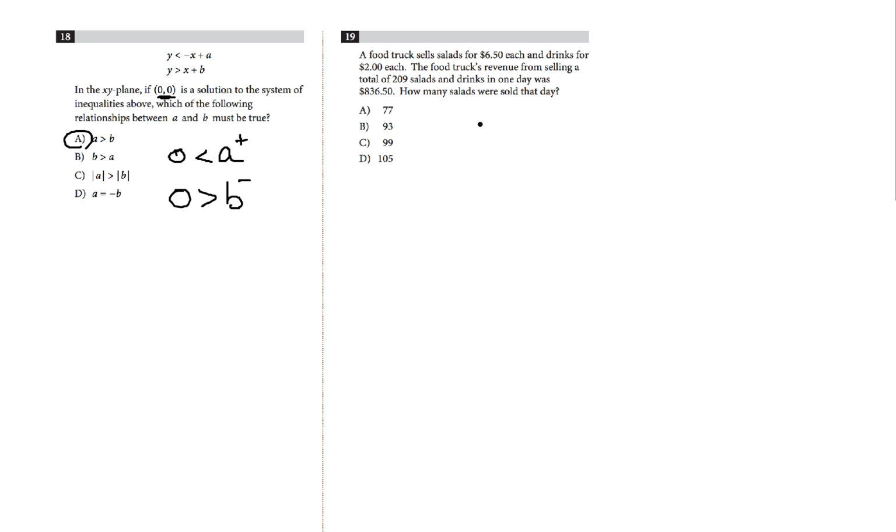Okay, you can do it the algebraic way. The algebraic way is a salad is $6.50, so $6.50 times a salad plus $2 times a drink is going to equal $836.50. The total number of salads plus drinks is going to equal 209. That's the number of salads and drinks.